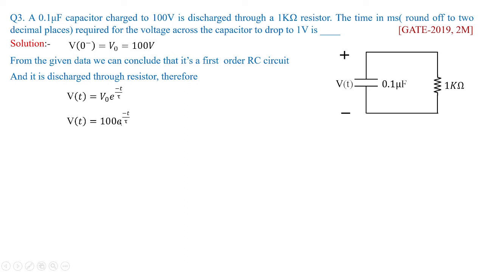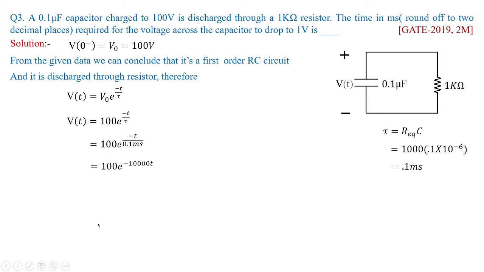Now we need to know what is e to the power of minus t by tau. Tau is the time constant. From the given circuit, the time constant is equivalent to R equivalent into C. R equivalent is given as 1K and C is 0.1 microfarads. I multiply these two and get the time constant as 0.1 millisecond. Now I'm going to substitute this value in this equation. So it becomes 100 e to the power of minus t by 0.1 millisecond. In fact, milli I'm going to take into the numerator, so it becomes 100 e to the power of minus 10,000 t.